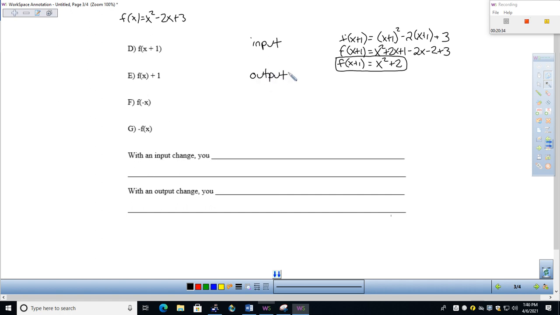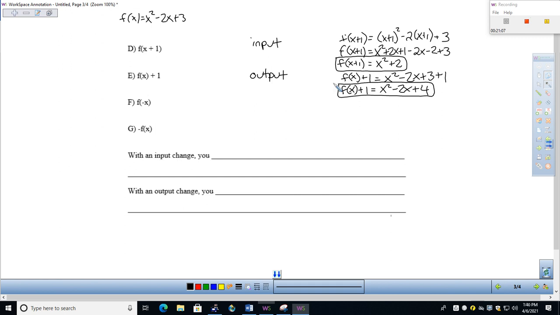Well, what does it mean to be an output change? Let's see if I can fit it in here. It just means I'm going to take f of x, which is that whole thing. And watch how nice and easy this is. Just going to take it, and I'm going to add 1. There you go. And let's go ahead and get an answer on this. So f of x and then plus 1, I get x squared, I get my minus 2x, and how about just plus 4 for good measure there.